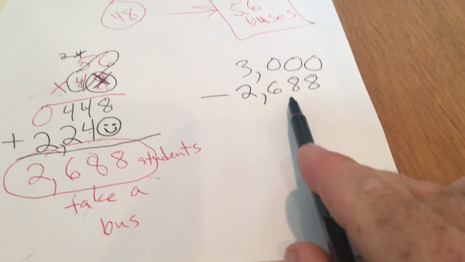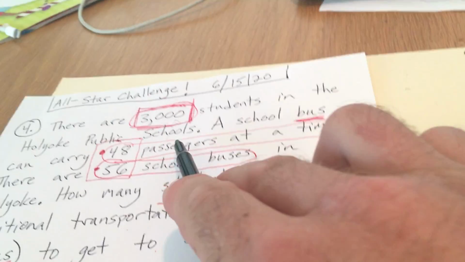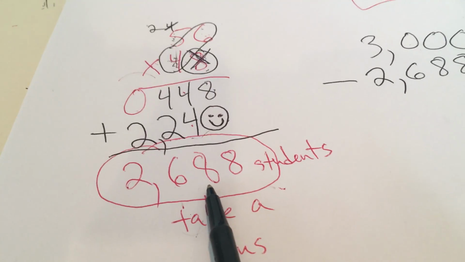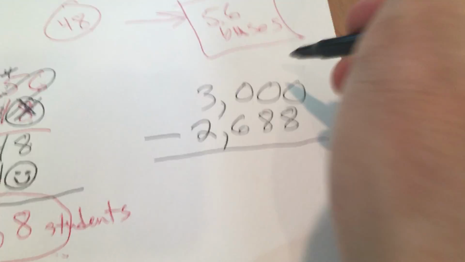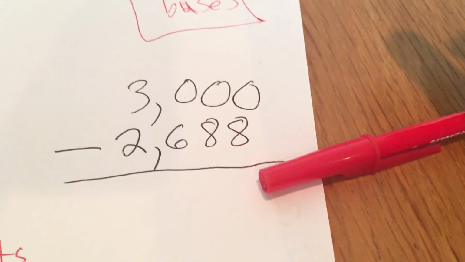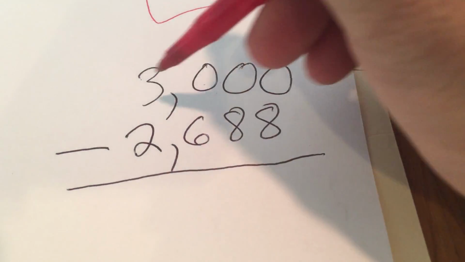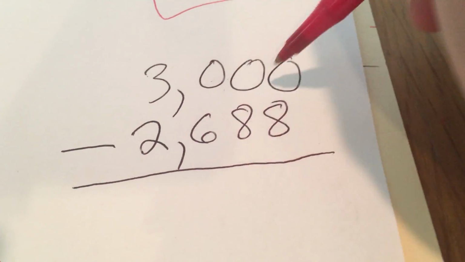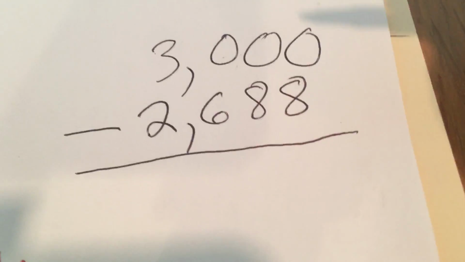2,688. Just going to be real careful, make sure that I have those numbers right. 3,000 students. The ones that take a bus are 2,688. So we're going to subtract 3,000 students minus the ones that take a bus. And then that'll tell us how many do not take the bus and need additional transportation. Okay? So a little bit of subtracting across zero. This can be tricky, so let's be careful.